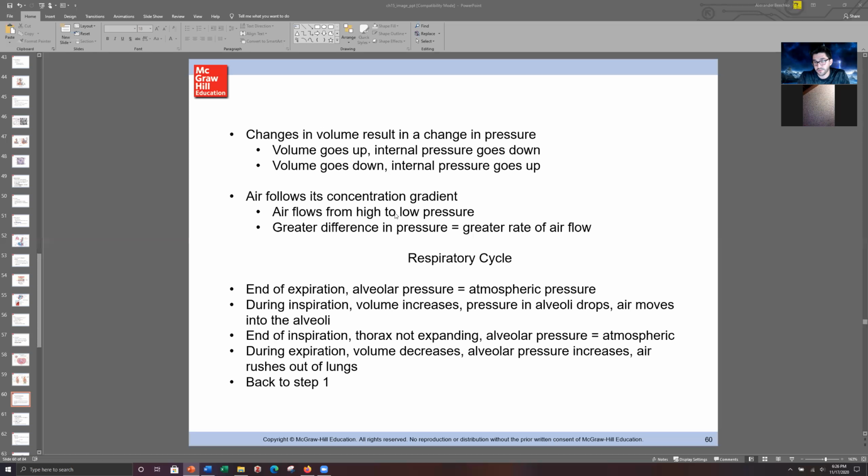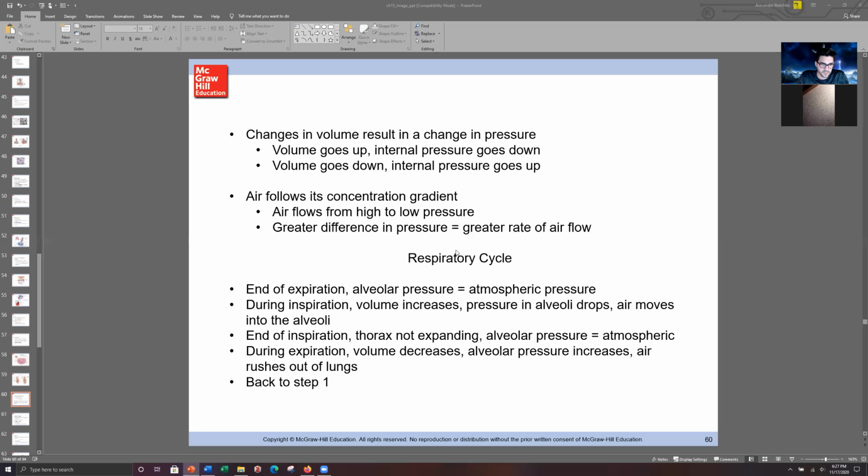So air flows from high to low pressure, so down its gradient. A greater difference in pressure means a greater rate of airflow. So just think of it as a steeper curve, right? Or a steeper slope. If you've got a steeper slope, your rate of change is going to be faster, right?